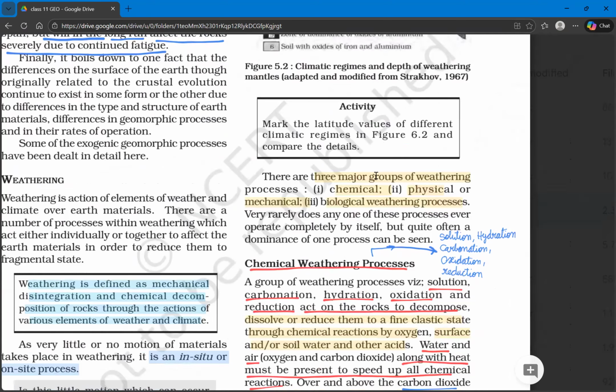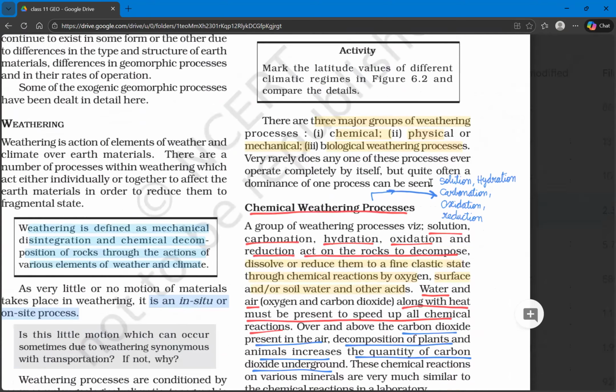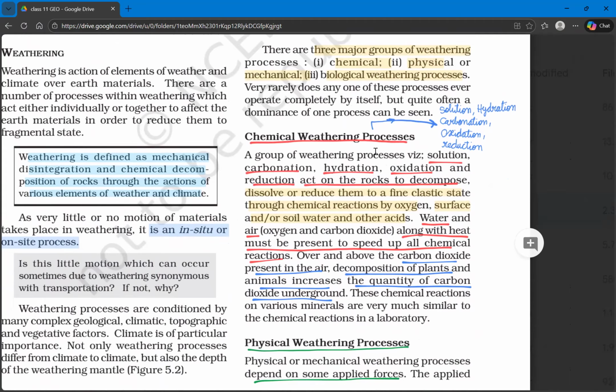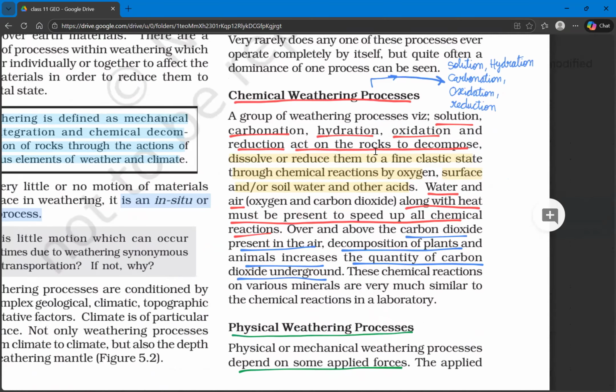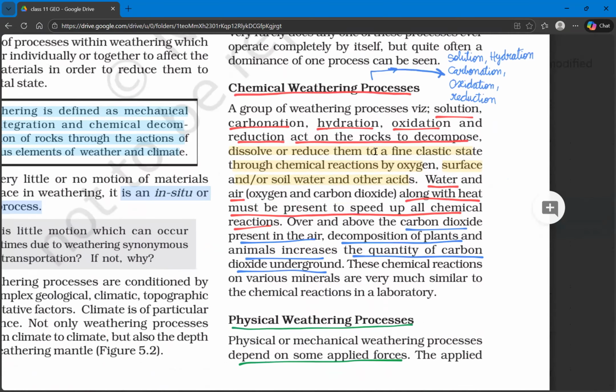There are three major groups of weathering. So under weathering, we have three major groups. That is, first one, chemical weathering. Second one, physical or mechanical weathering. And the third one is the biological weathering process. The first one is chemical weathering. What are the processes that come under chemical weathering?